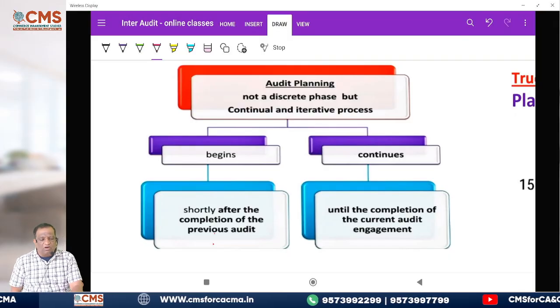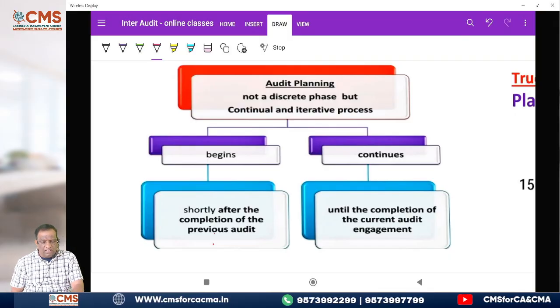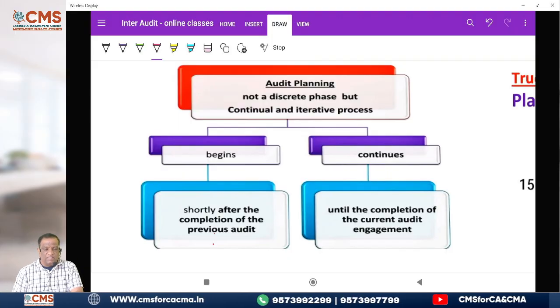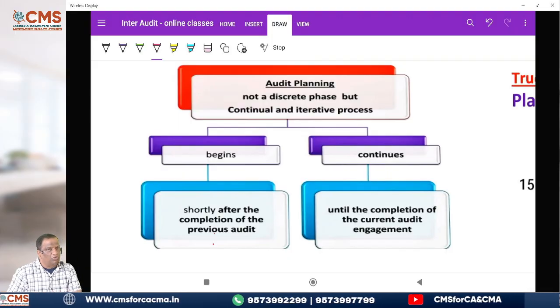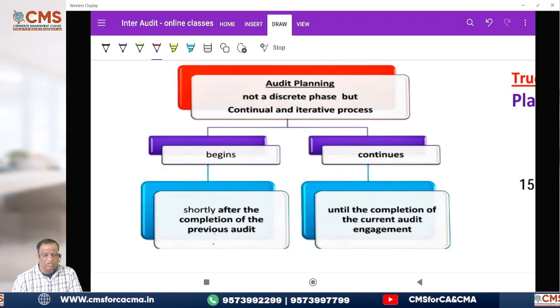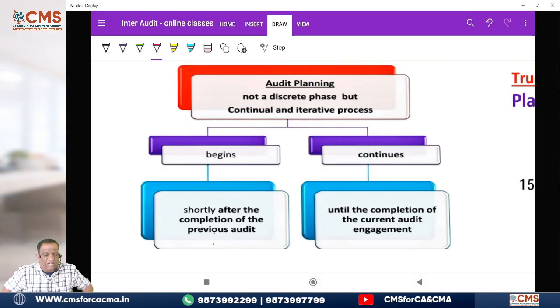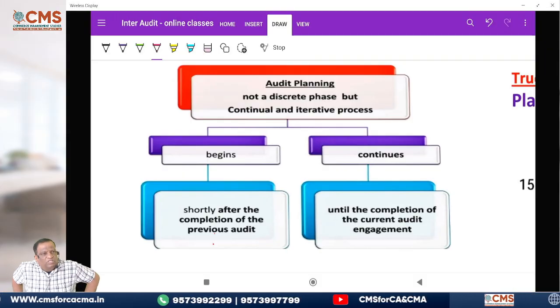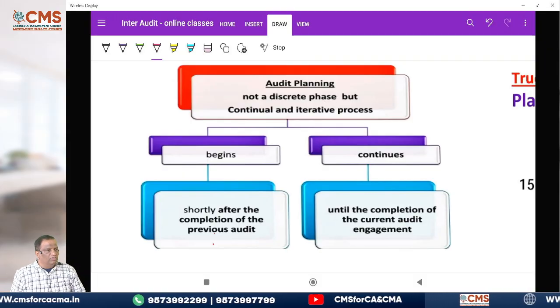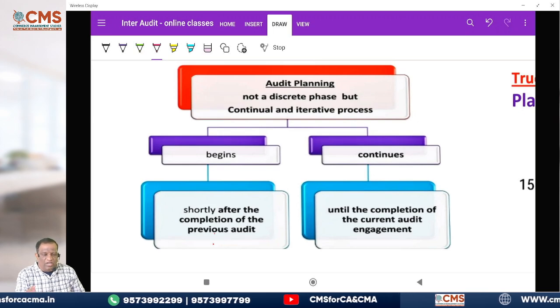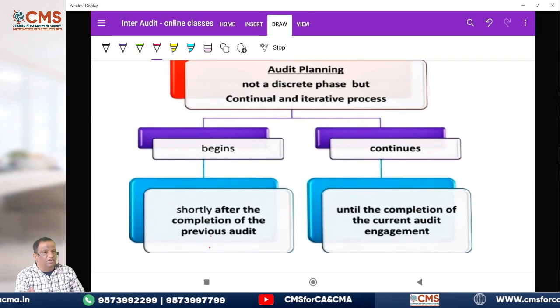So audit planning is not a discrete phase but a continual and iterative process. It is not a separate phase. It is part and parcel of the entire audit itself. That is what he is trying to say. But why do we say it is continual and iterative?